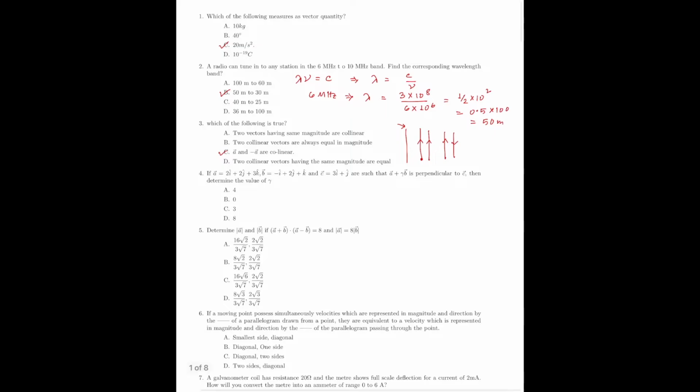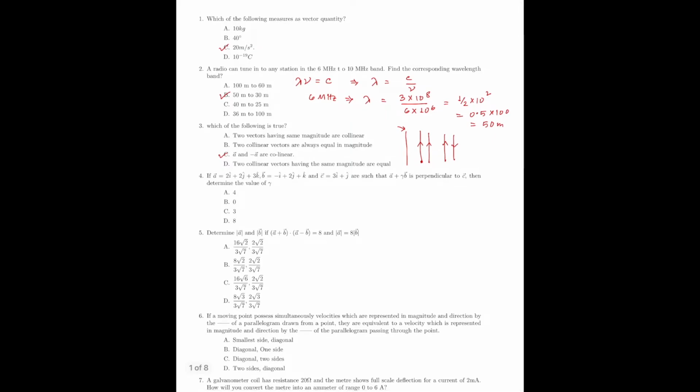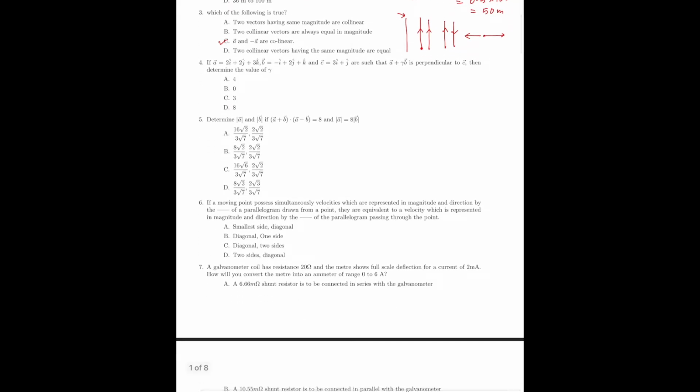So in the following options, option C is correct because A and minus A are anti-parallel to each other, but they are along the same line. So the only option that is true is option C.